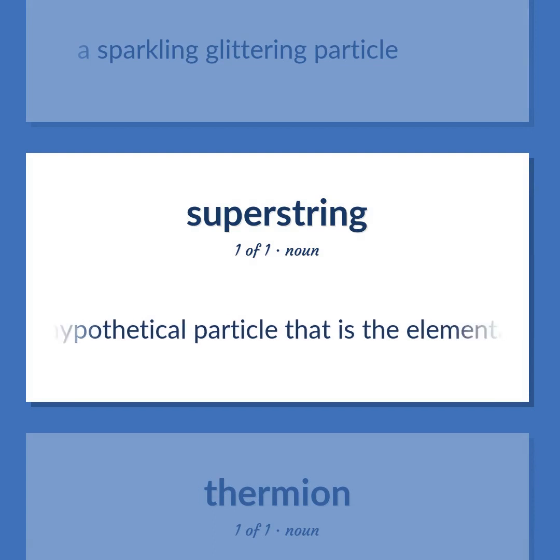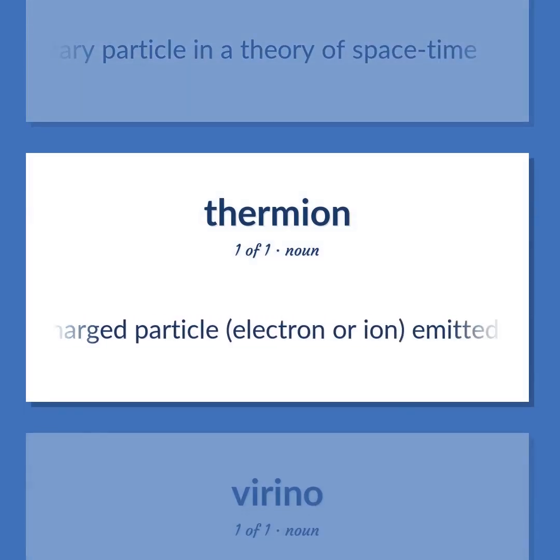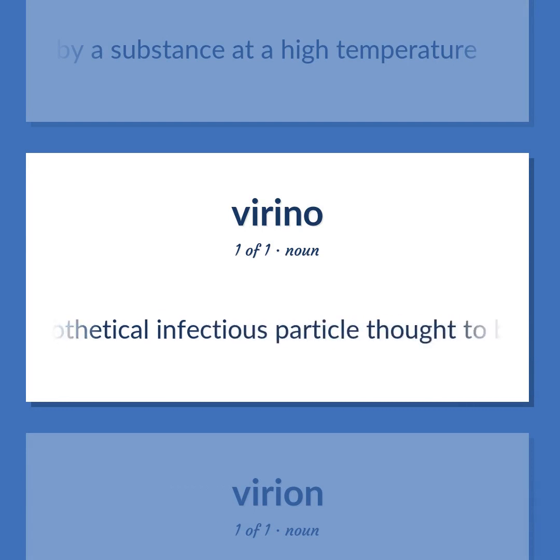A hypothetical particle that is the elementary particle in a theory of spacetime. An electrically charged particle, electron or ion, emitted by a substance at a high temperature. Microbiology. A hypothetical infectious particle thought to be the cause of scrapie and other degenerative diseases of the central nervous system, consists of nucleic acid in a protective coat of host cell proteins.